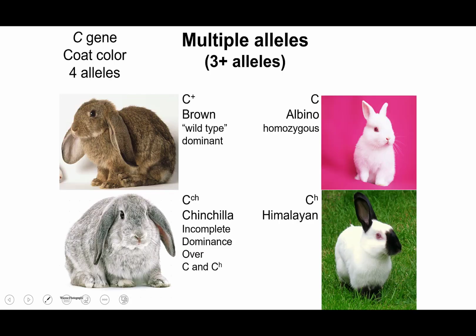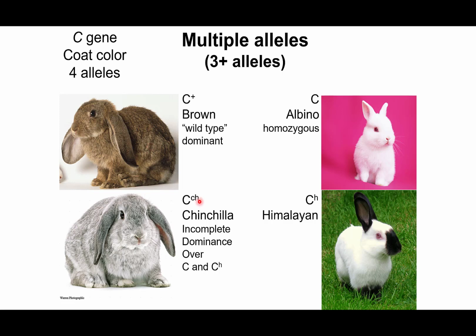Now, when we look at multiple alleles, we should note we study this in populations. We don't study this in individuals because an individual can only have two alleles. But in a population, there can be multiple alleles. If we look at coat color in a lot of different animals, here we're looking at rabbits, we can see we have multiple alleles. We have what is the wild type, which would be brown.